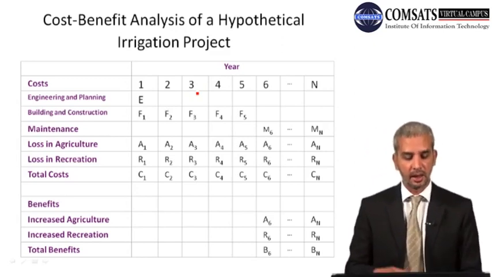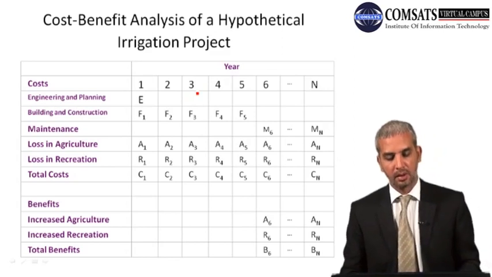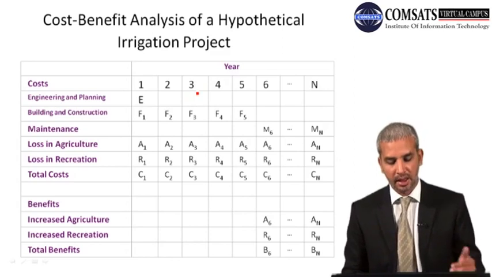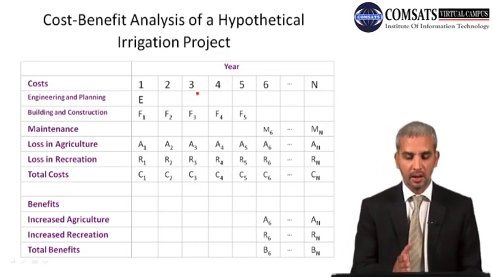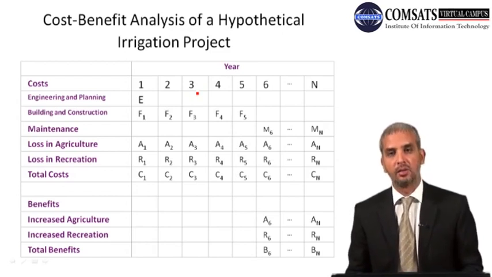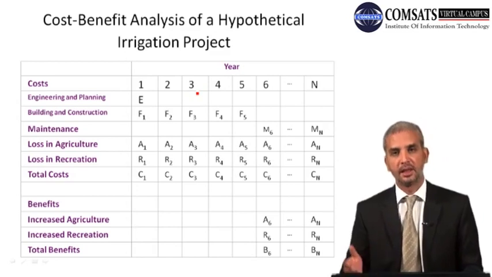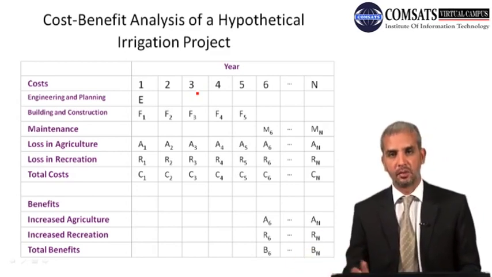Then there are benefits. Benefits are like increased agriculture and increased recreation because of the creation of that lake, and those benefits are added in the last row. On the right side, from the second column onwards, there are years mentioned from 1 to 6 and then up to n. N would represent the life of the project.